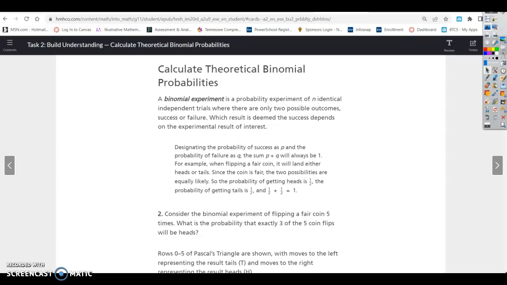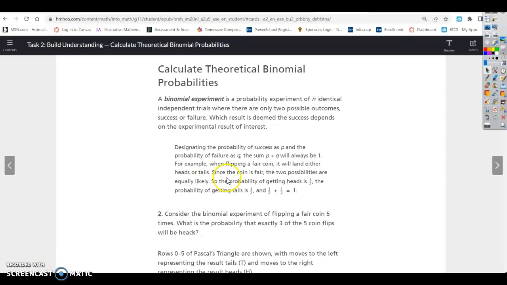Lesson 19.1, Task 2. Calculate theoretical binomial probabilities. A binomial experiment is a probability experiment with n identical independent trials where there are only two possible outcomes, success or failure. Which result is deemed the success depends on the experimental result of interest.